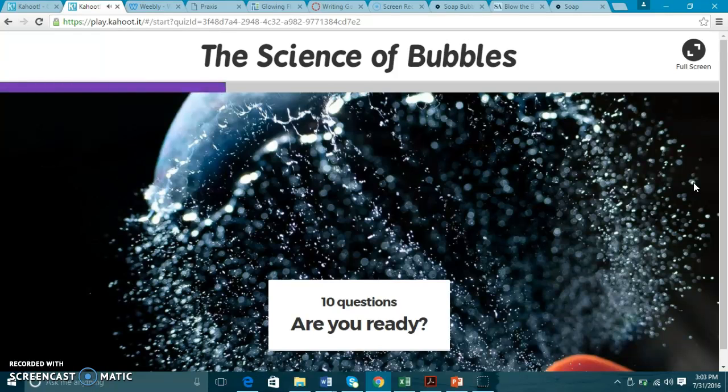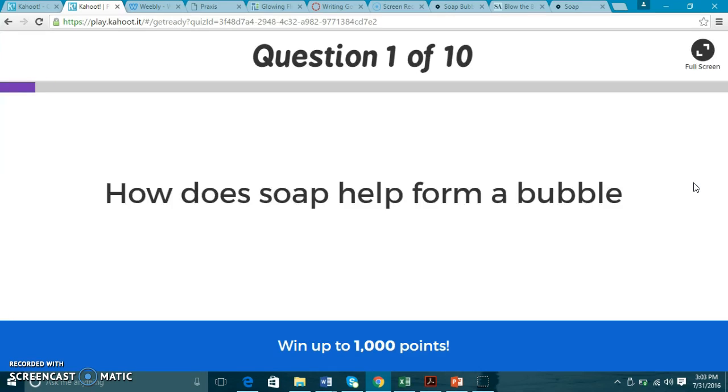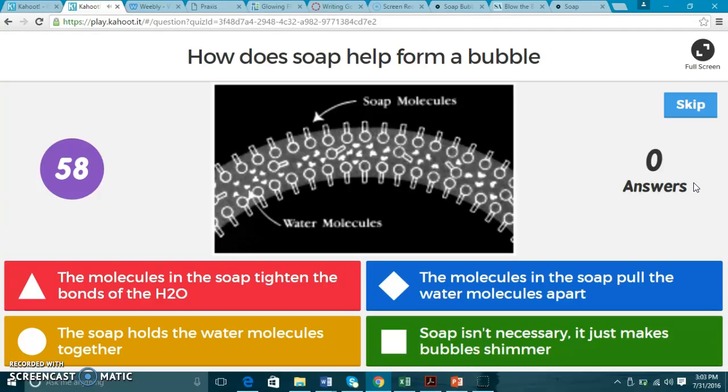Okay, we could continue watching that video which talks about the nature of bubbles, but we're going to go ahead and answer question 1. How does soap help form a bubble? Now, each student will answer the question on their own individual device. Over here is the amount of time. Here is a picture to help jog their memory.